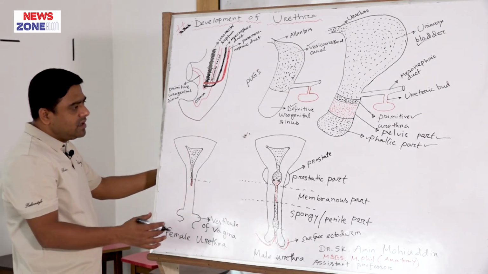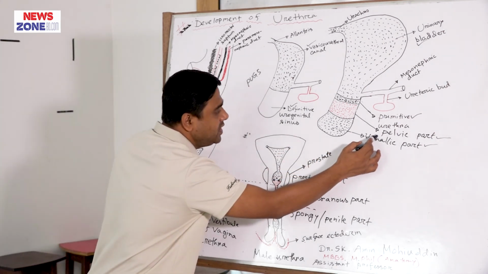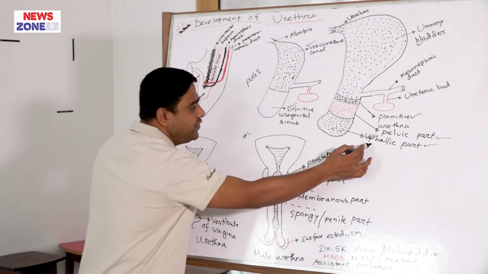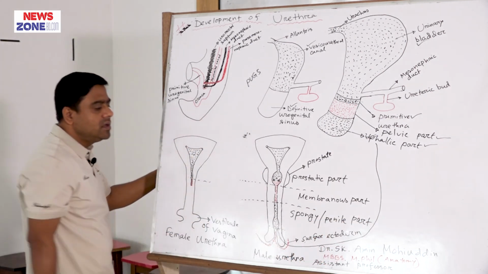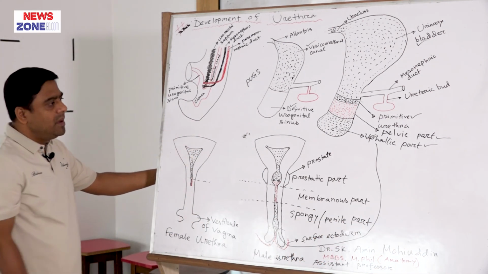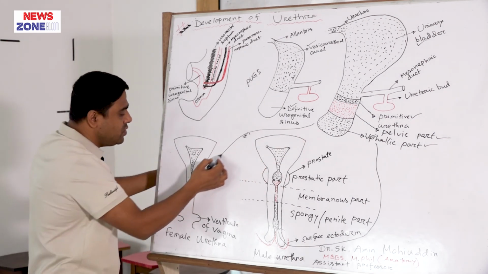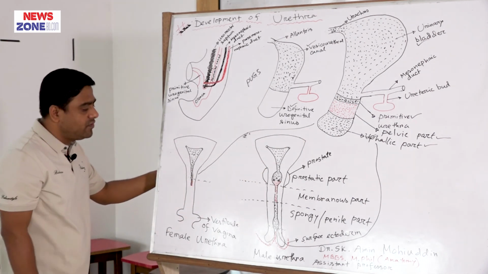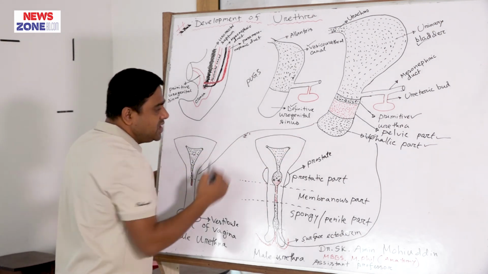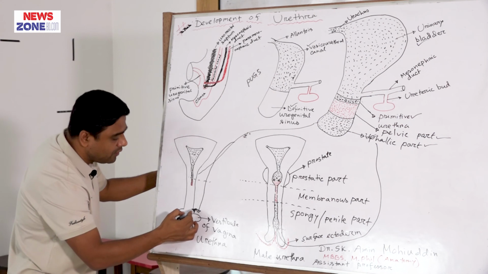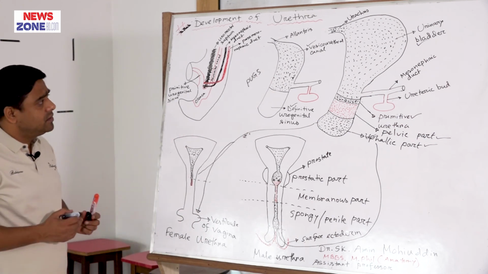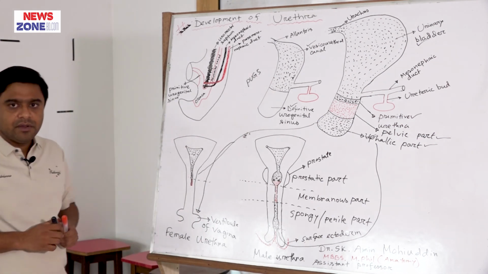So, ultimately that phallic part of the definitive urogenital sinus contributes to the formation of the spongy or penile part of male urethra, but it does not contribute to the formation of the female urethra. This phallic part of the definitive urogenital sinus forms the vestibule of the vagina. So, that is all about the development of urethra.